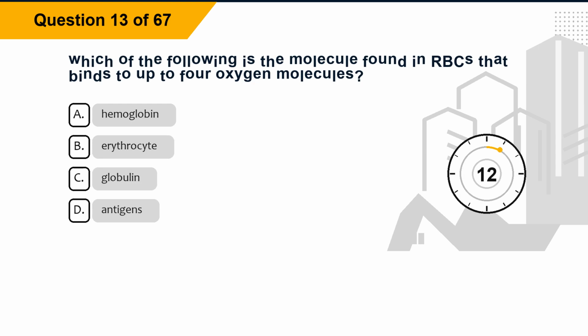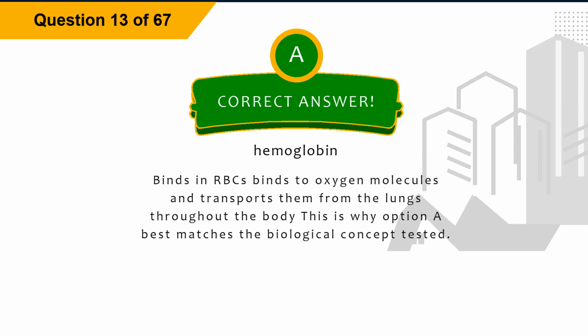Question 13. Which of the following is the molecule found in RBCs that binds to up to 4 oxygen molecules? Option A, hemoglobin. Option B, erythrocyte. Option C, globulin. Option D, antigens. The correct answer is option A, hemoglobin. Explanation. Hemoglobin in RBCs binds to oxygen molecules and transports them from the lungs throughout the body. This is why option A best matches the biological concept tested.